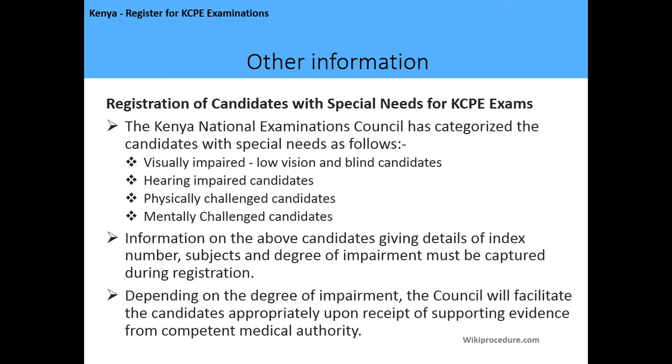Other information is that registration of candidates with special needs for KCPE exams is as follows. Special needs are categorized as follows: visually impaired, low vision and blind candidates, hearing impaired candidates, physically challenged candidates, and mentally challenged candidates. Information on the above candidates giving details of index number, subjects, and degree of impairment must be captured during registration, and depending on the degree of impairment, the council will facilitate the candidates appropriately upon receipt of supporting evidence from competent medical authorities.